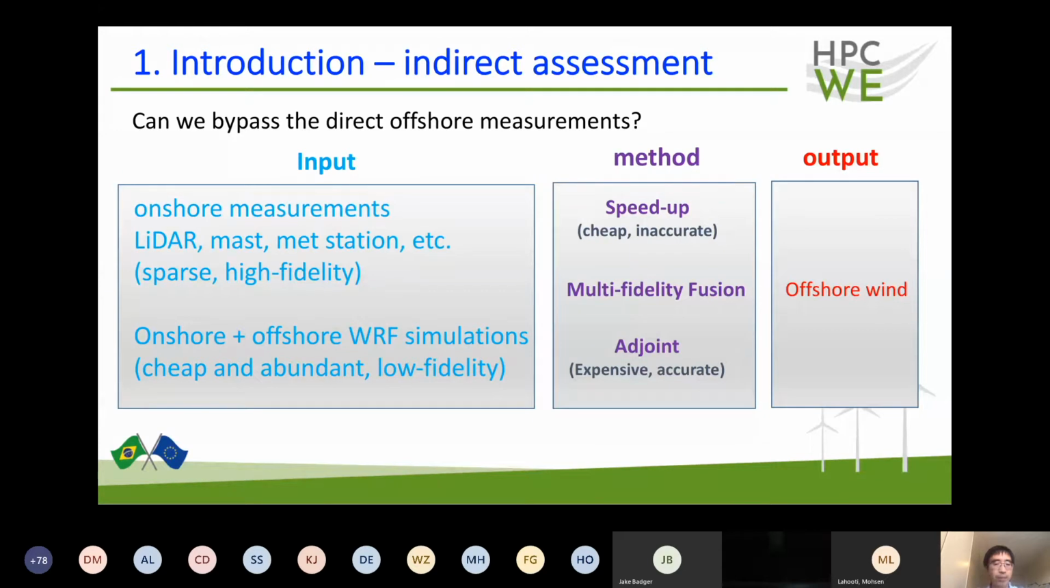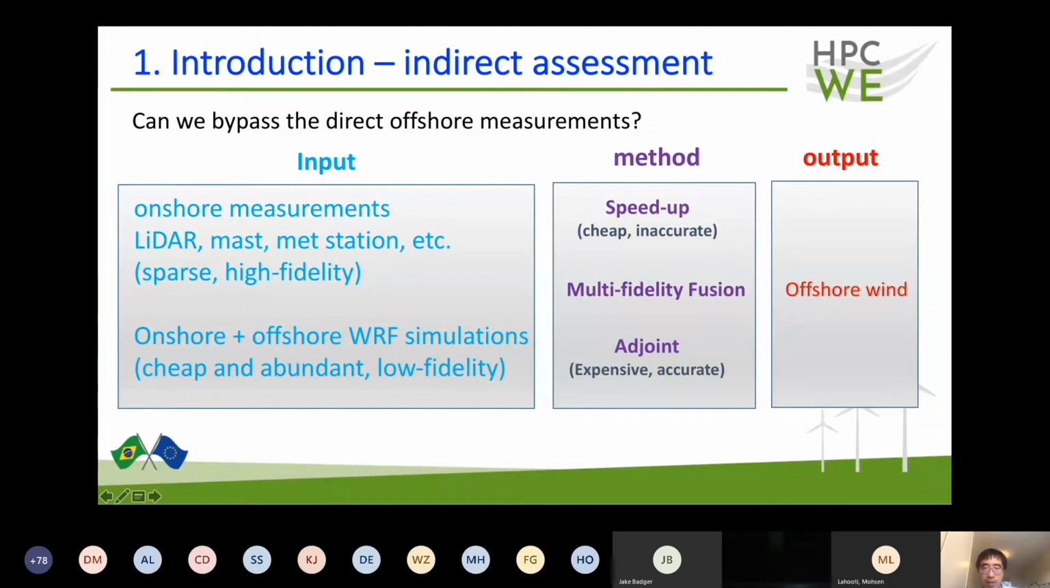It is not consistent. And secondly, we can have the onshore and offshore Wolf simulations or CFD simulations. This data is relatively cheap, but it is abundant. We can have it continuous in time and in space. But compared with the direct measurement, it is of low fidelity.